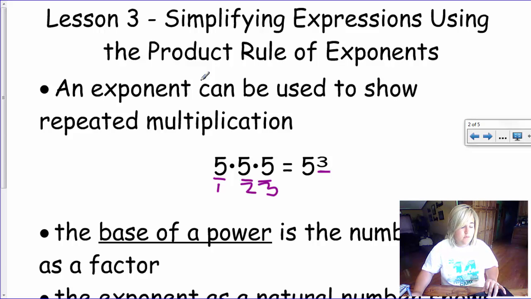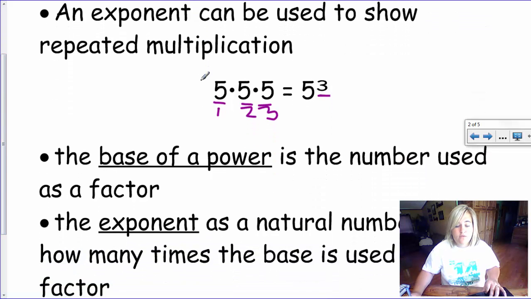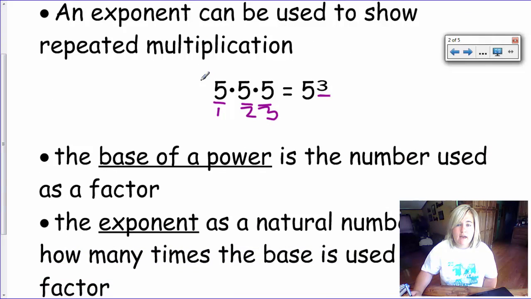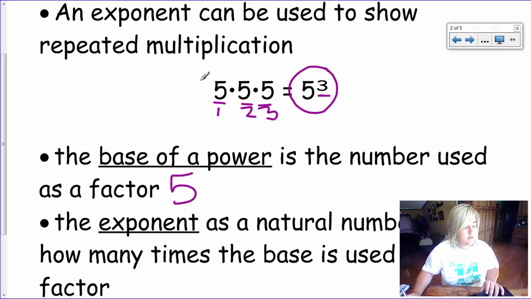The base of the power is the number that's being used as a factor. And hopefully you remember from all of your middle school days that factors are what you multiply. So the number that's being multiplied is the base. So in the case of 5 to the third, what's being multiplied is the 5. So the 5 here would be our base. Again, you need to write that in your notes.